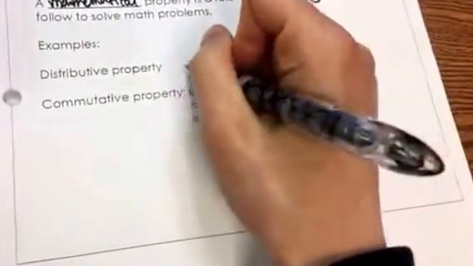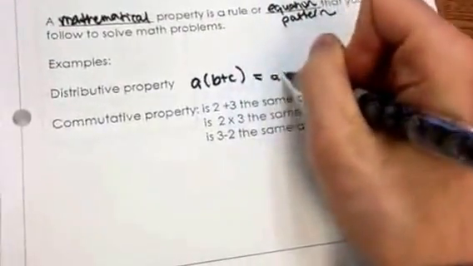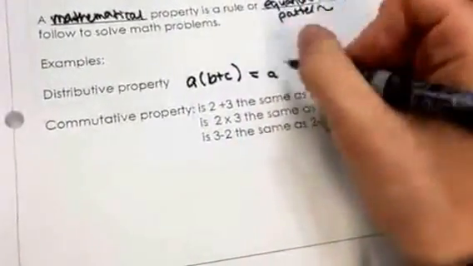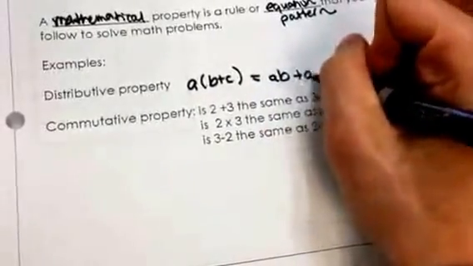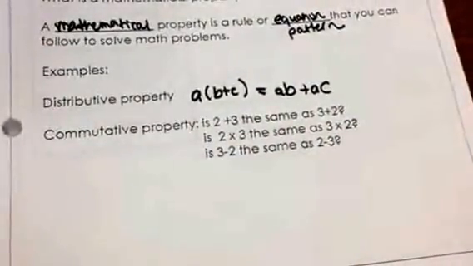So one example is the distributive property that we use a lot. And what the distributive property says is that a(b + c) is equal to a times b plus a times c. We use that all the time.